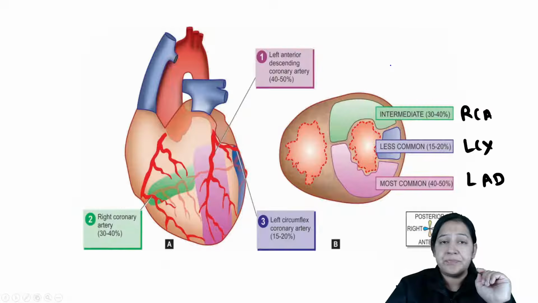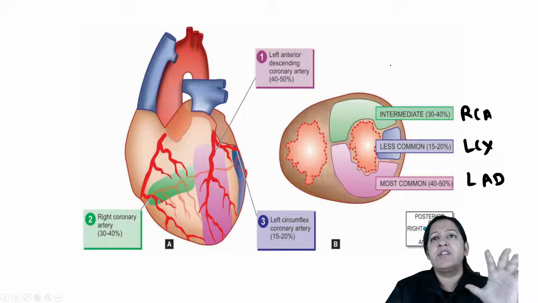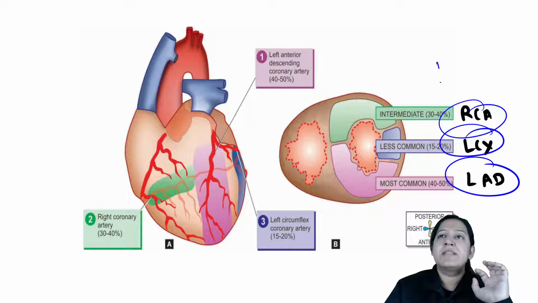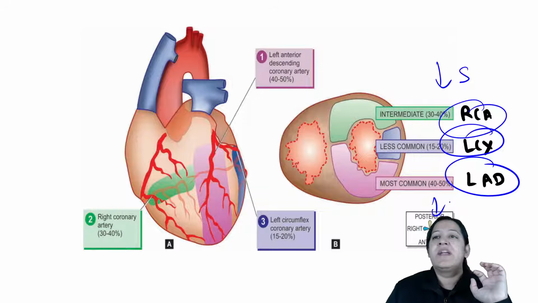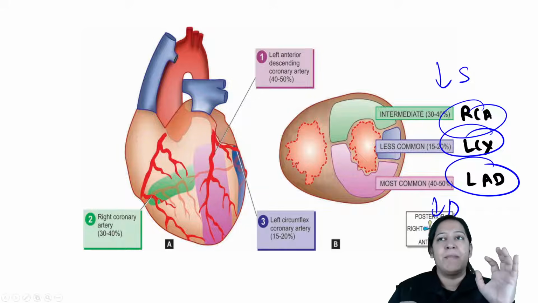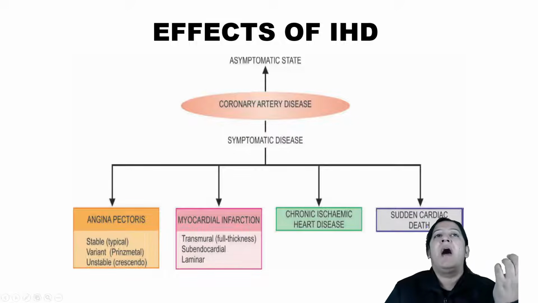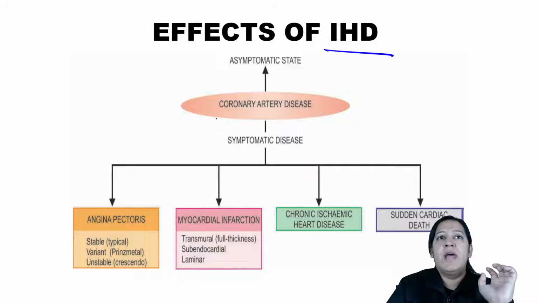Okay. So the entire disease is known as ischemic heart disease. If any of the coronary is obstructed, the supply is decreased, so there will be an imbalance between supply and demand, and that is known as ischemic heart disease, also known as coronary artery disease.